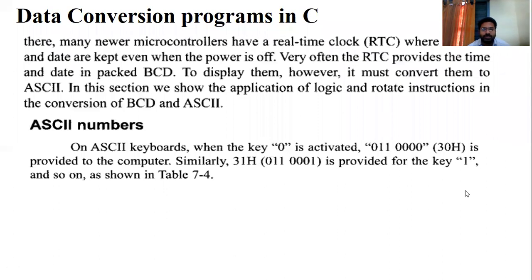Then you can see the data conversion operations or data conversions in C. How this data conversion is performed by the microcontroller, PIC microcontroller. How the data conversion is done. Data conversion means here packed BCD to unpacked BCD numbers, BCD number to ASCII number conversion. That is the way you can convert the data from one form to another form. You can call it the data conversion operation.